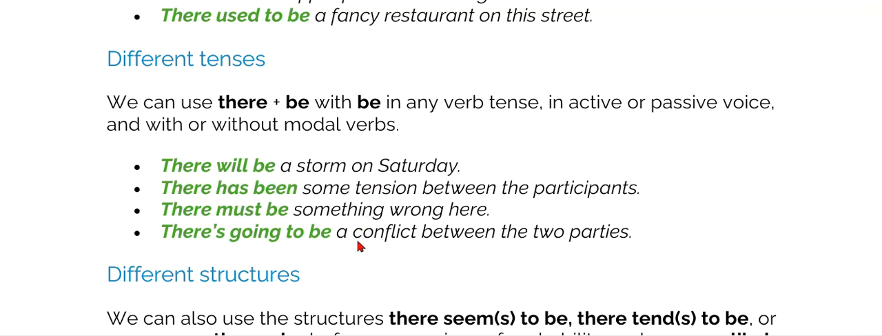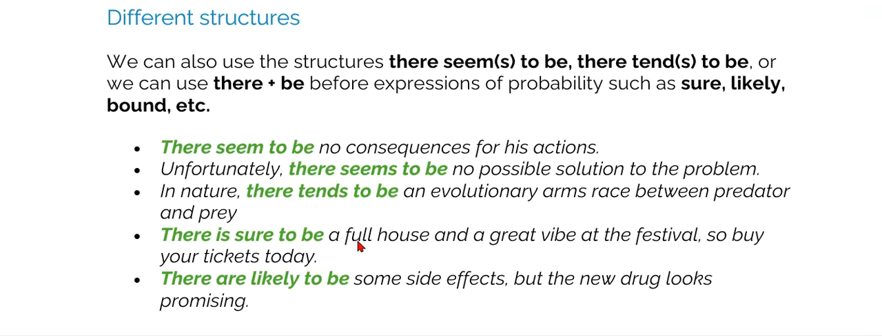Okay. So now different structures with there. We can also use the structure there seem to be or there seems to be, there tend or tends to be, or we can use there plus be before expressions of probability such as sure, likely, bound to, etc. Let me give you different examples. There seem to be no consequences for his action. Unfortunately, there seems to be no possible solution to the problem, using there as a preparatory subject and no possible solution. The word solution is the real subject here, and there is a dummy subject. In nature, there tends to be an evolutionary arms race between predator and prey.